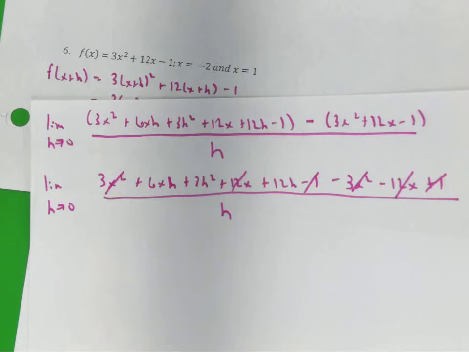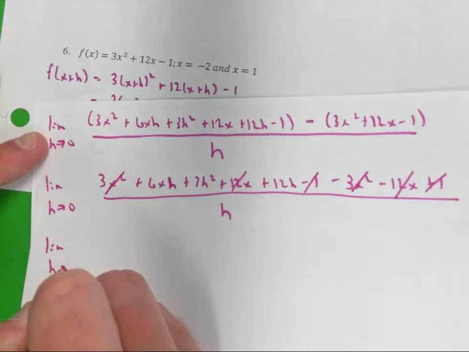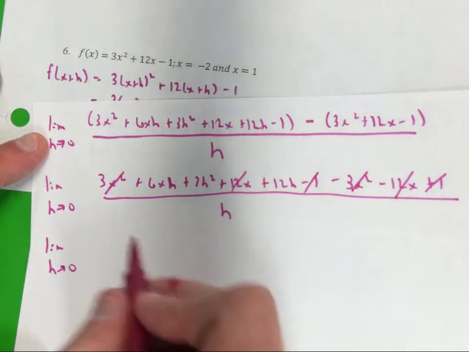Now, I take my direct substitution, plug 0, and I still have a problem, don't I? So what toolkit strategy am I going to do? Factor. You can factor a 3 and an h out. Yep.